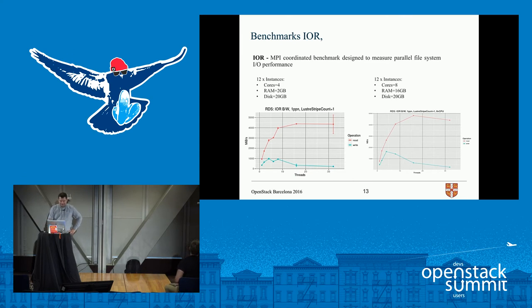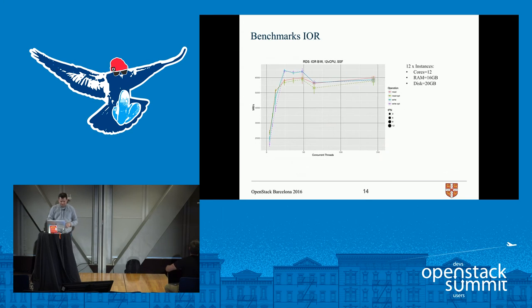So we decided to increase the instances to a bigger flavor, and we created 12 instances using 12 cores and 16 gigabytes of RAM, and the behavior changed dramatically. Suddenly we're actually getting a full 6 gigabytes a second on read and write, and it's very consistent.